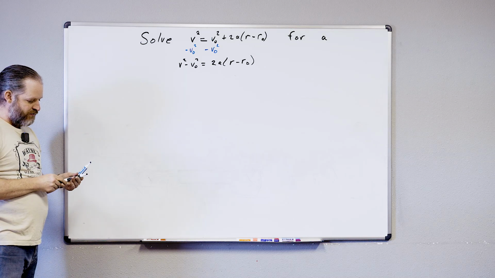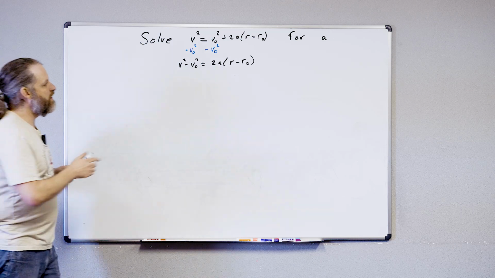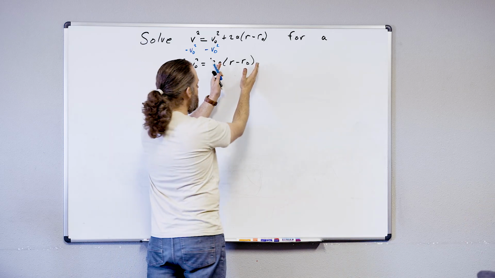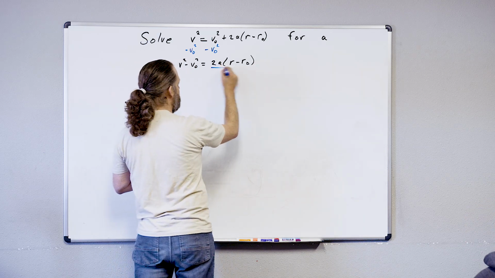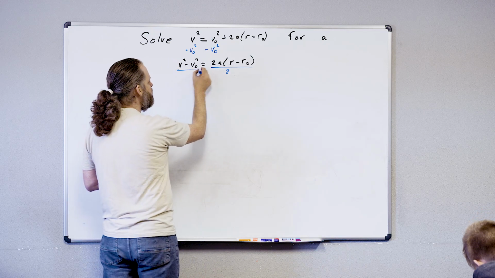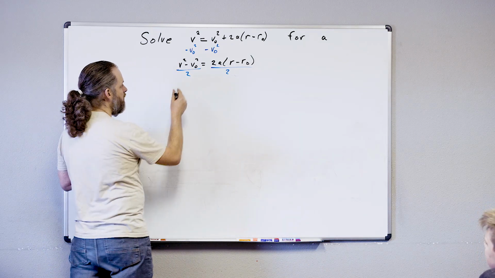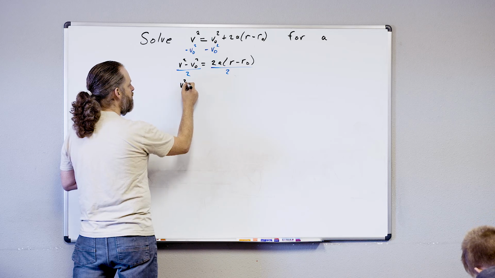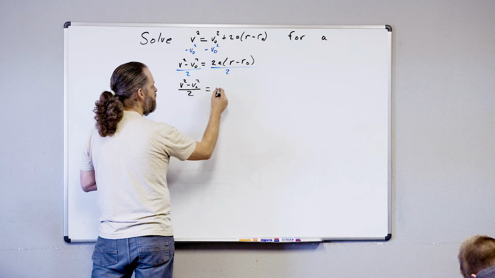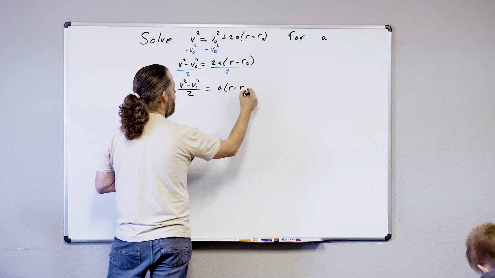So there's kind of just two things that are attached to a still. There's the 2 and then that chunk, right? Because that chunk is all there. So let's go ahead and divide 2 off, right? Why not? Divide 2, right? So we've got v squared minus v naught squared all over 2 equals a times r minus r naught.